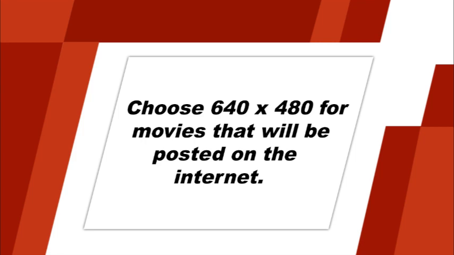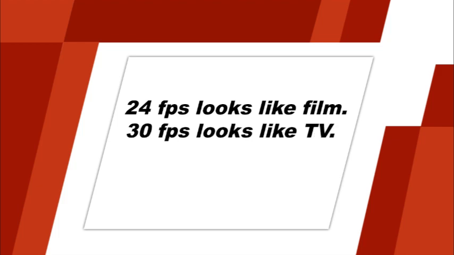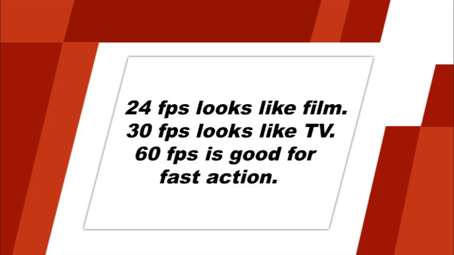Choosing 24 frames per second will closely imitate the look that you would get if you were using a film video camera. 30 frames per second is more like what you would see on television. The 60 frames per second option is a good option for recording fast action video.